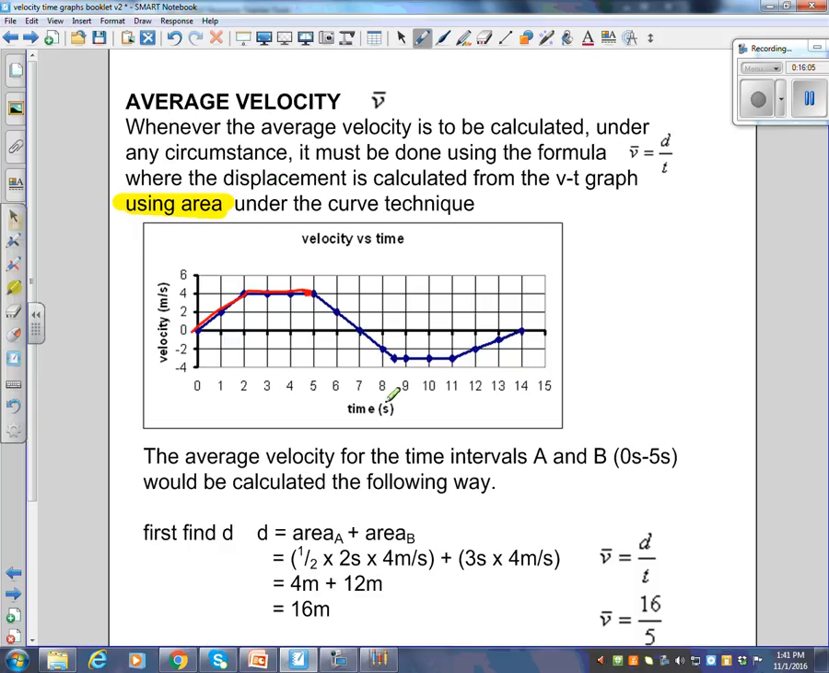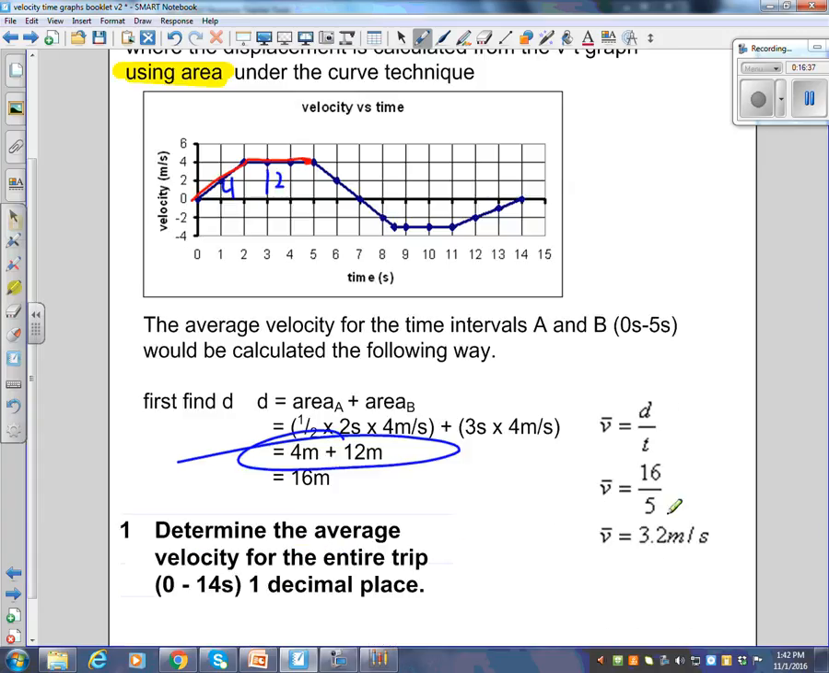How do we find it? We're going to find the displacement, and then we're going to divide by the time. Now, we already know what the displacement for interval A is. It was 4, was it not? And what was the displacement for interval B? I think it was 12. It's shown right here. A is 4, B is 12, which is a total of 16. Now I'm going to go d over t, and I'm going to take that 16 and divide by 5. Why 5? Because I'm going intervals A and B, and it goes all the way from 0 to 5.